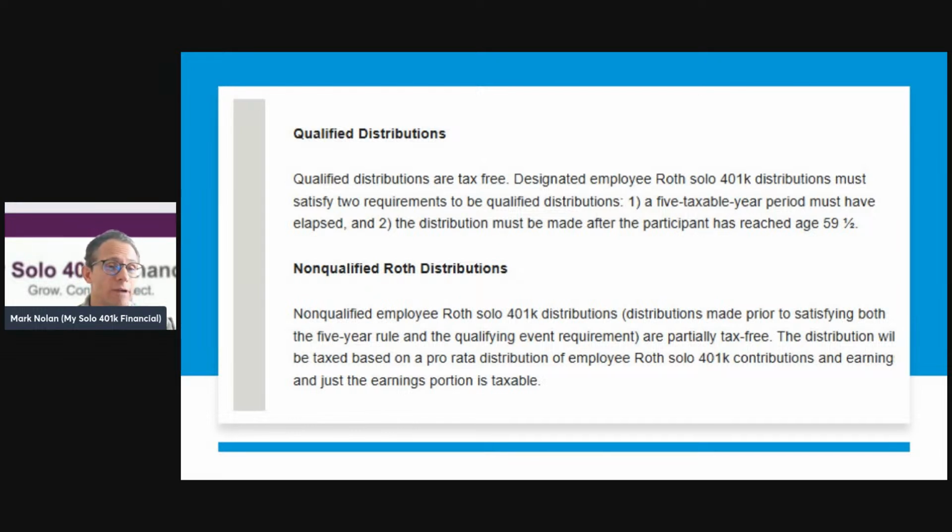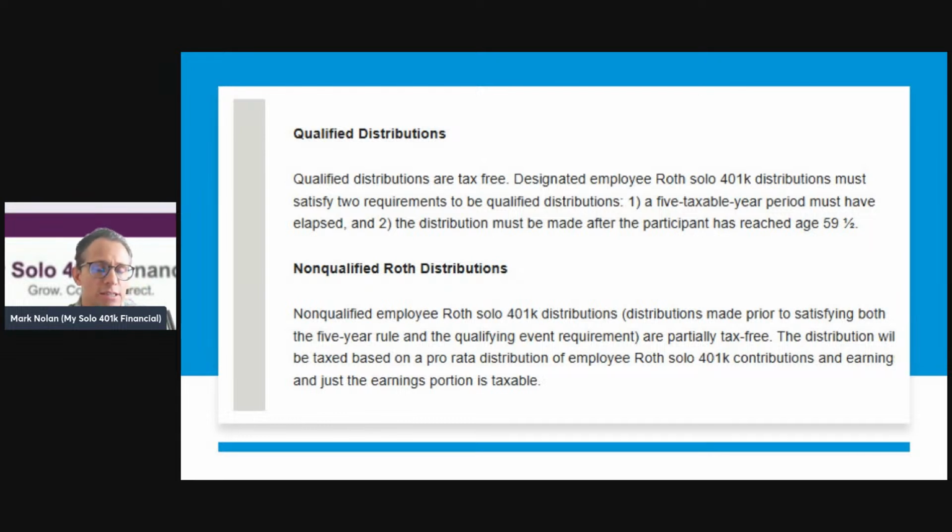So if let's say you're age 61 and you open a solo 401k this year in 2025 and make a Roth solo 401k contribution to it, you will have already met that age 59.5 requirement, or the first requirement. However, you're going to have to wait 5 years because you also have to meet that 5-year rule where you've had the funds in the Roth solo 401k for 5 years. So that's what a qualified distribution is.